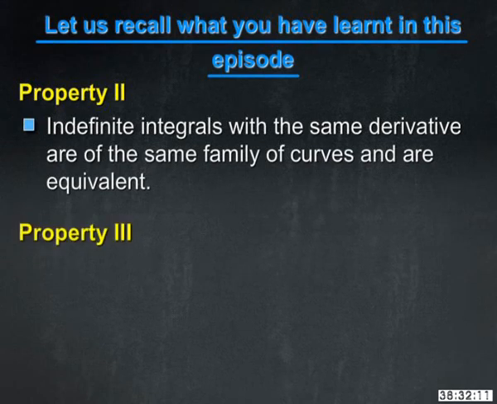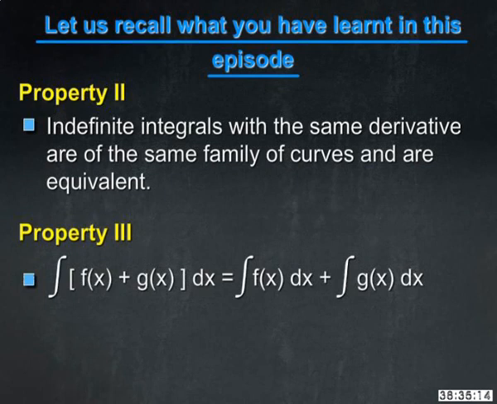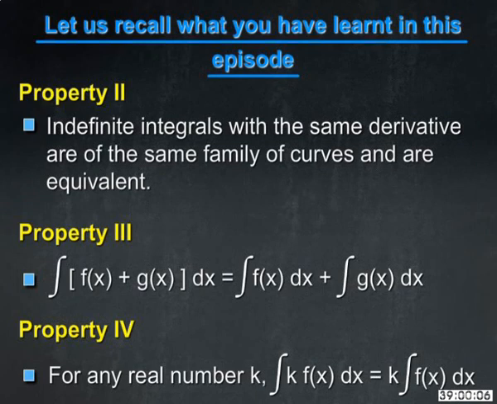Property number 3. Integral of in brackets f of x plus g of x with respect to x is equal to integral of f of x with respect to x plus integral of g of x with respect to x. Property number 4. For any real number k, integral of k into f of x with respect to x is equal to k into integral of f of x with respect to x.